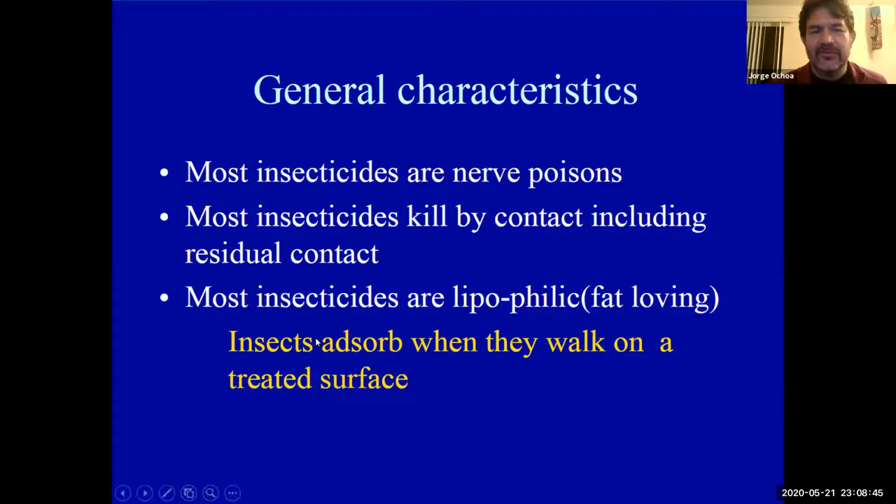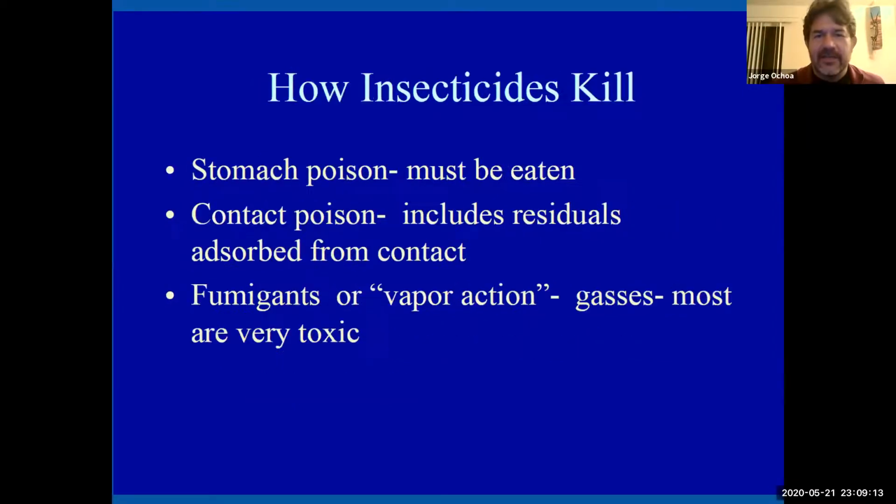And also most of the products, insecticides, are going to love fat. So they're going to kind of hide and live in the fat. And that's where insects and humans and animals will also kind of store it. But be aware of that. So most insects, again, will probably be sprayed with it, and or it's going to walk on it.